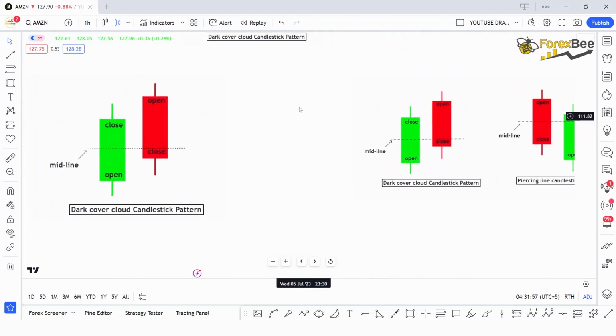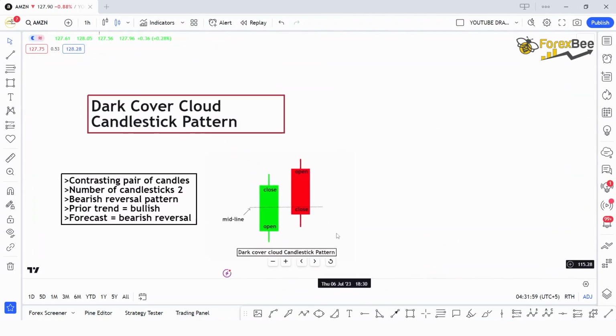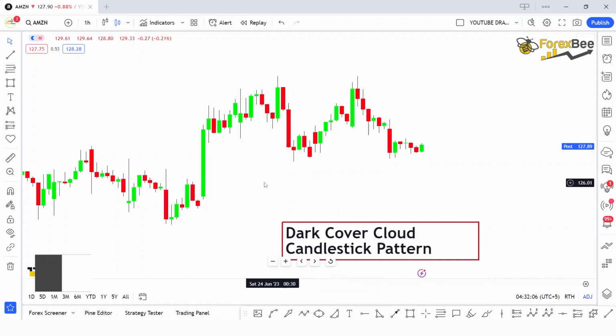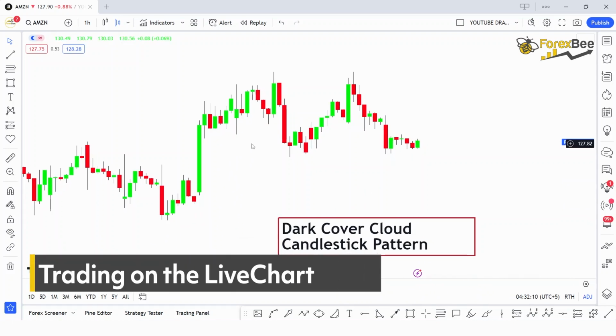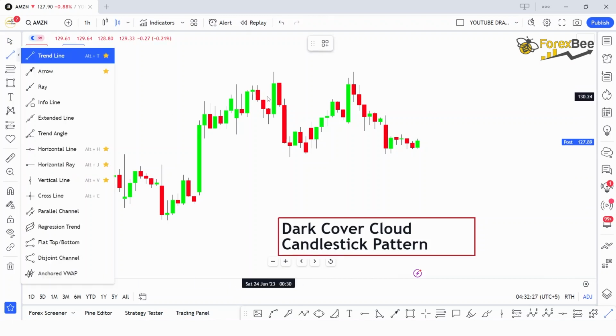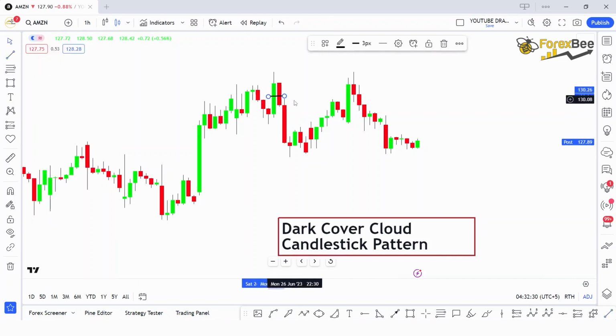It is time to move towards the most important part of this video, where we are going to understand the dark cloud cover candlestick pattern on a live trading chart. If we have a look at these two candlesticks, in which the first bullish candlestick is followed by a second dark candlestick, if I draw a trend line at the midpoint of the first candle, you can see that the close of the second candlestick is under the midline of the first bullish candlestick.